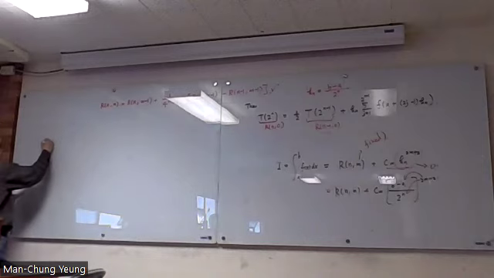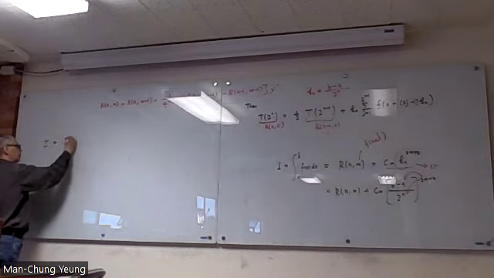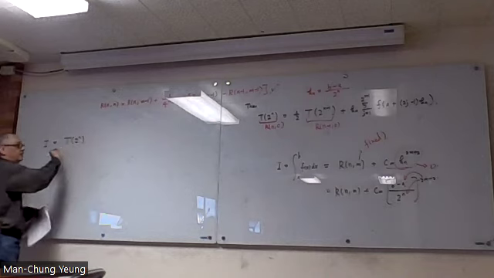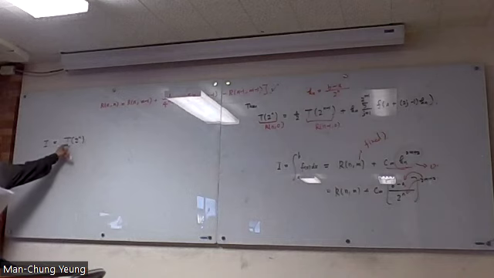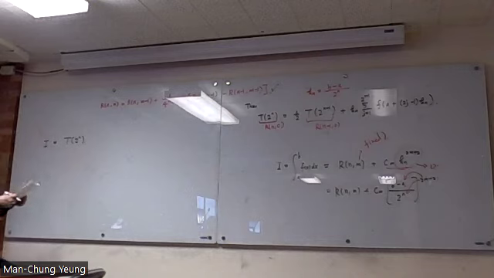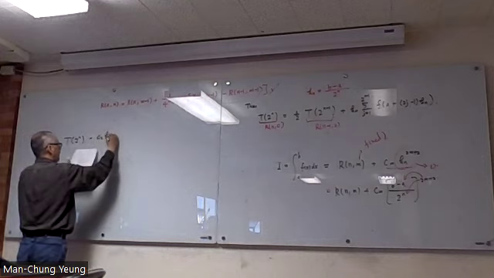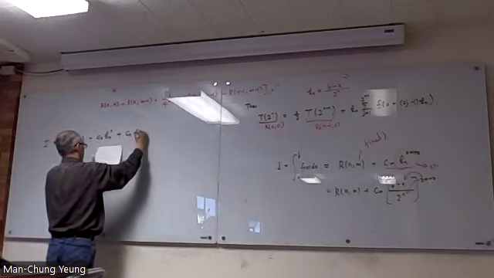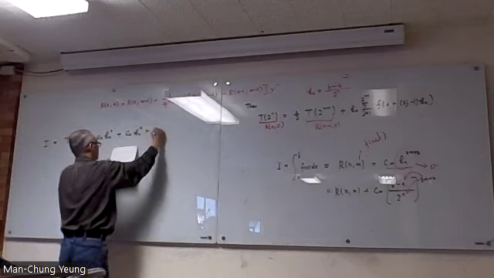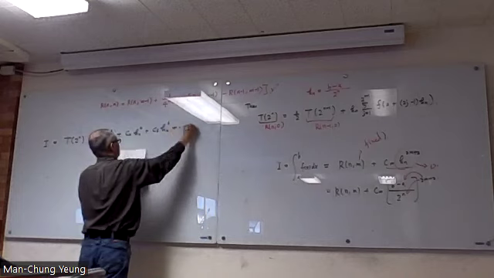In theory, the integral is equal to T_n. I have erased the definition of T_n. It is equal to c2 h_n squared plus c4 h_n to the 4th plus c6 h_n to the 6th and so on.